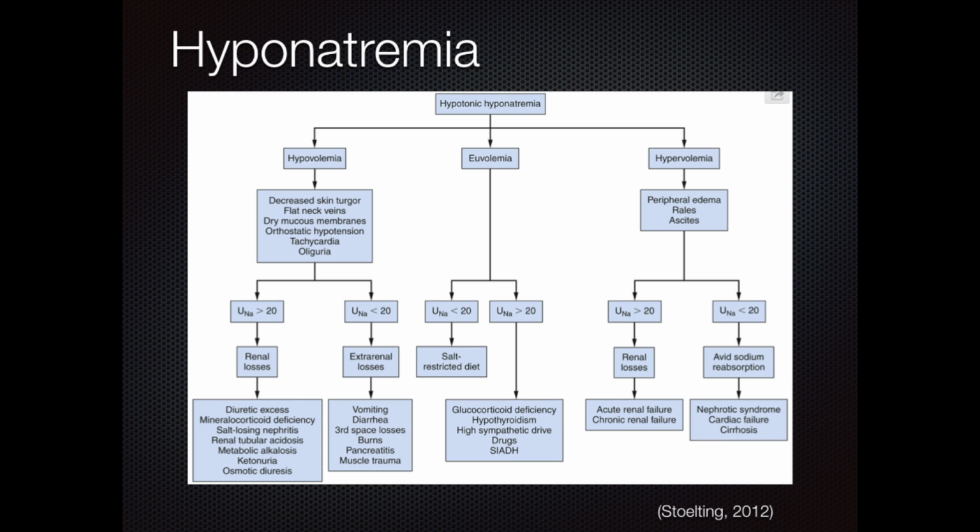Hyponatremia in the presence of normal total body water can be caused by a salt-restricted diet, glucocorticoid deficiency, hypothyroidism, high sympathetic drive, drugs, or syndrome of inappropriate antidiuretic hormone. Hypervolemic hyponatremia can come from renal losses such as acute or chronic renal failure, or it can manifest due to avid sodium reabsorption associated with nephrotic syndrome, cardiac failure, or cirrhosis.